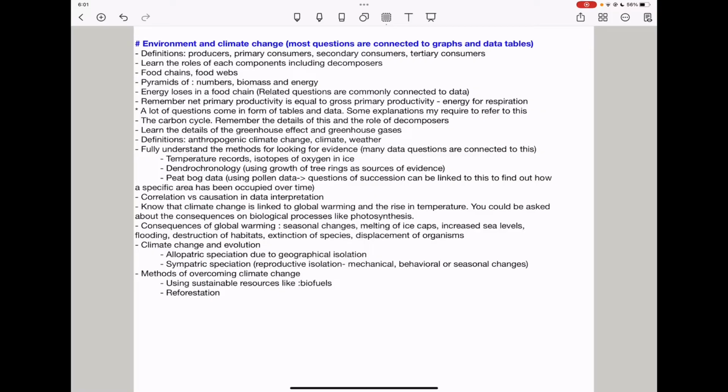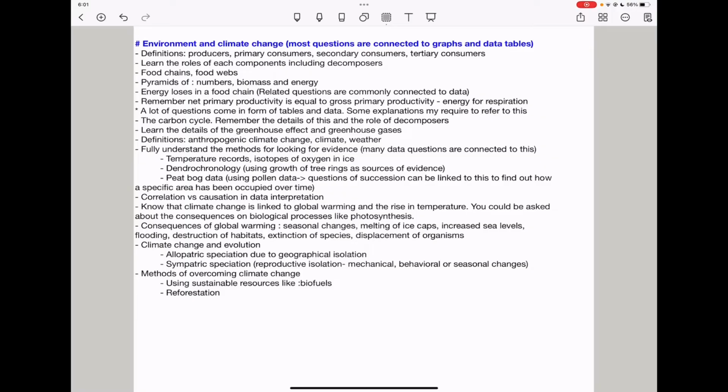And when we talk about decomposers, these mainly include bacteria as well as fungi. You need to learn the details of the greenhouse effect as well as greenhouse gases. Please remember which gases they are, like carbon dioxide, methane, water vapor, and so on. You need to learn the definitions like anthropogenic climate change, what is climate, what is weather.